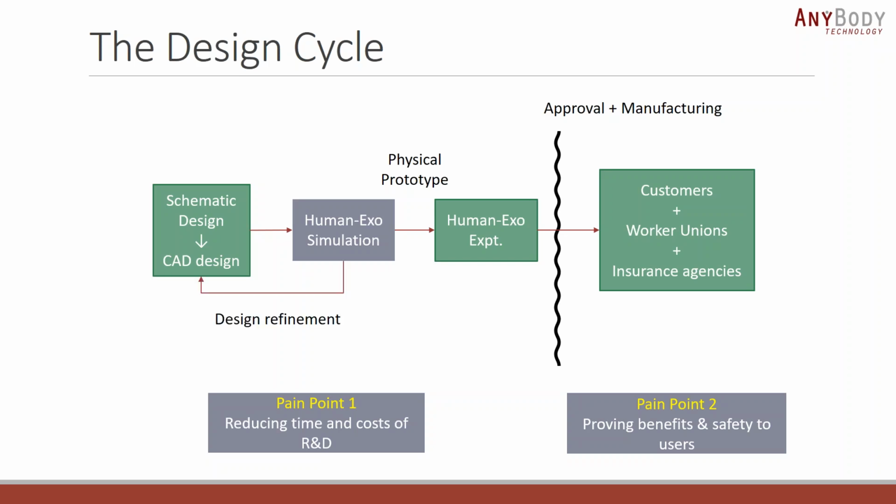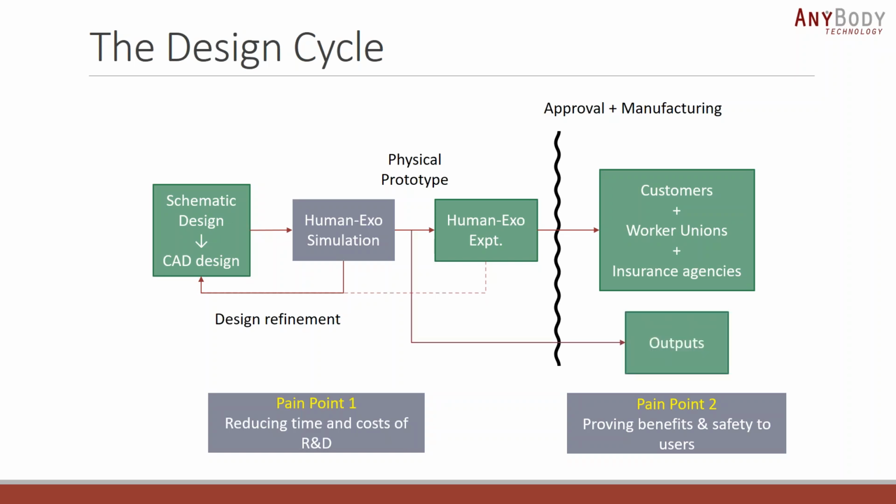And now the design refinement is done on this virtual model instead of the actual physical prototype. So by the time you get to building your first physical prototype, you already have a fairly well-refined model, which in turn should minimize the number of design iterations you need to run based on experimental observations. So this is how we believe that human exosimulations can address pain point 1.